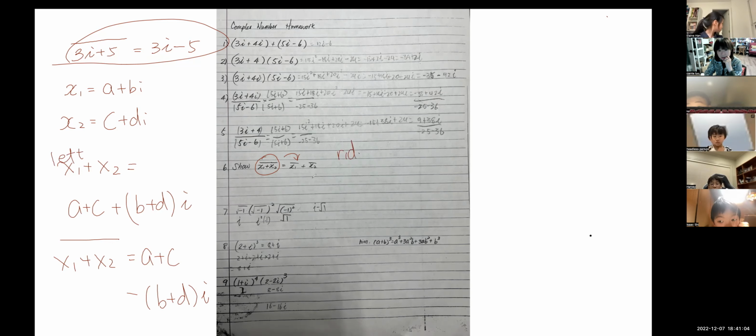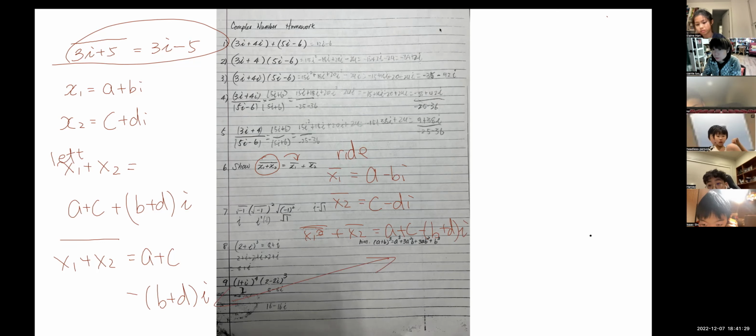The right side, x1 bar equals what? Equals a minus bi. x2 bar equals c minus di. So x1 bar plus x2 bar equals a plus c minus b plus di, which is exactly the left side. So you have done the proving.